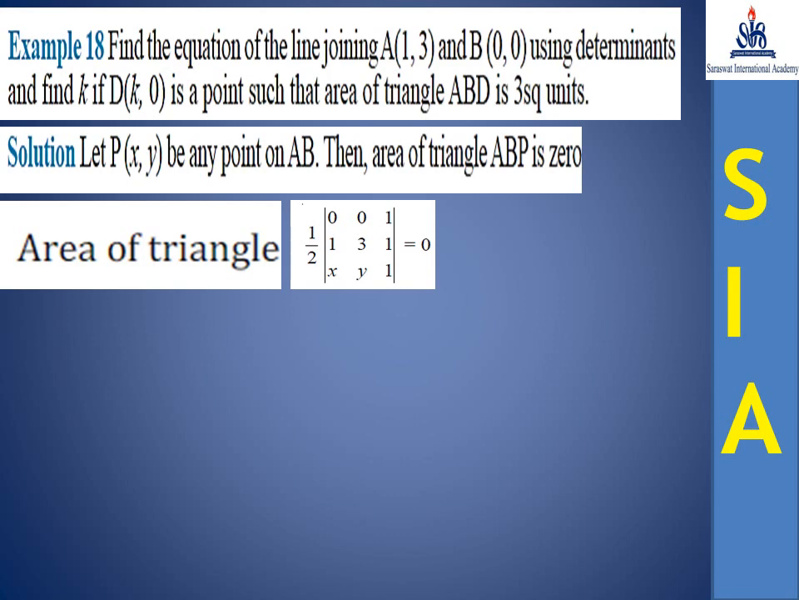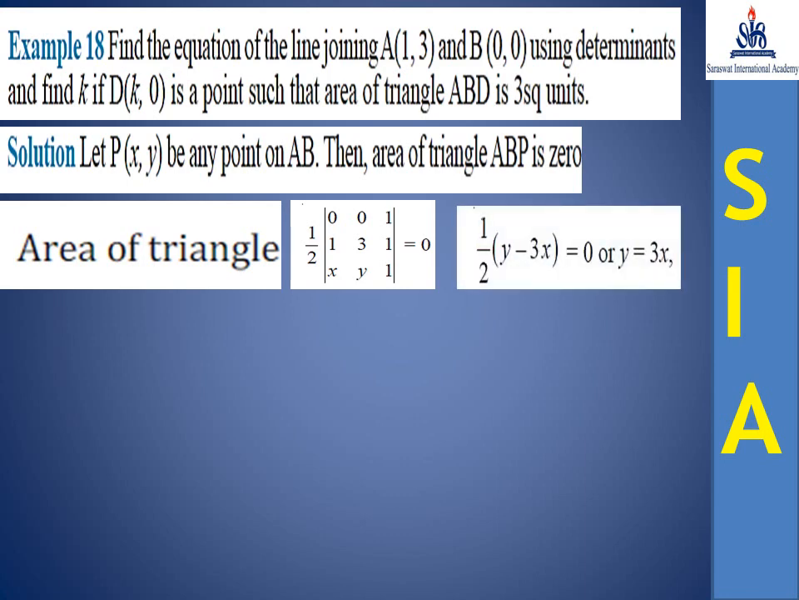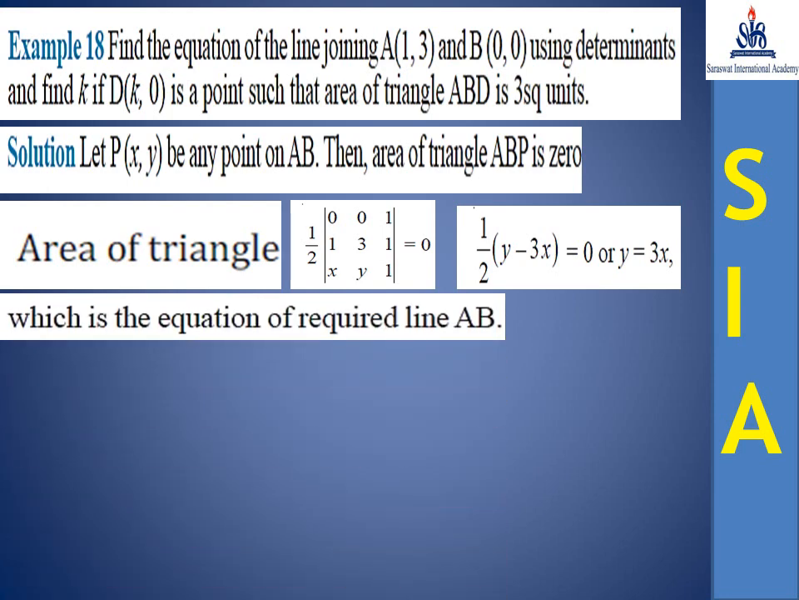Students, wherever you put x y, it is not important. I put it here in the third row; you can put it in the first row or the second row. After further calculation, you get y is equal to 3x. This is the equation of line AB. So up to that, 1.5 marks are over, which is the equation of the required line AB, y equal to 3x. Yes students, if you write up to that, you easily get 1.5 marks, and the other 1.5 marks.